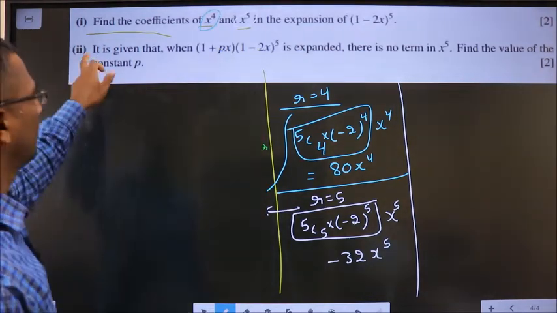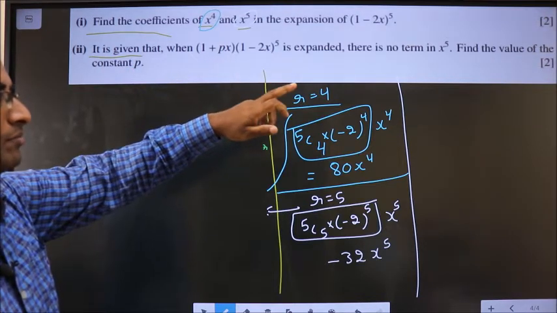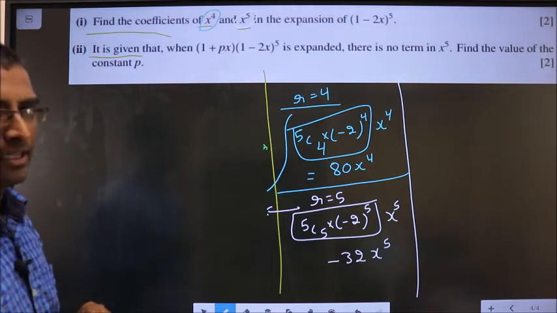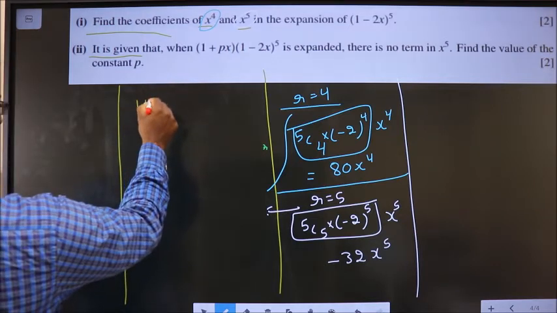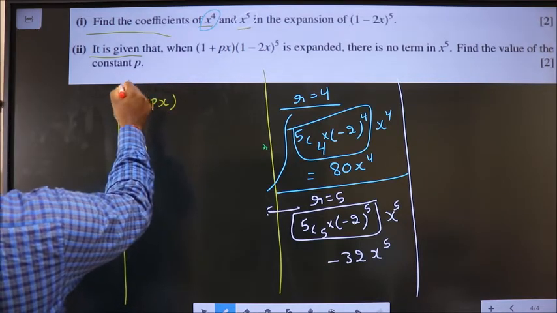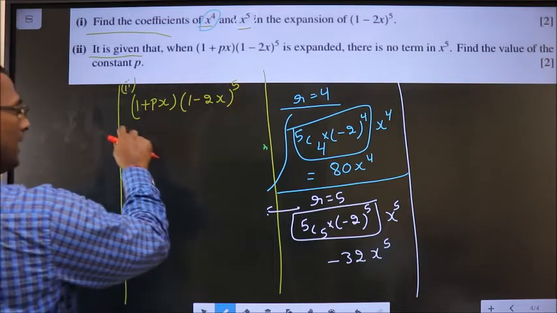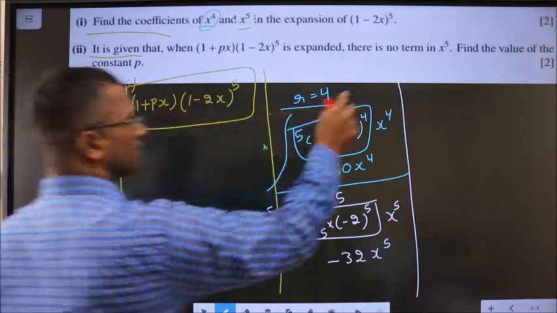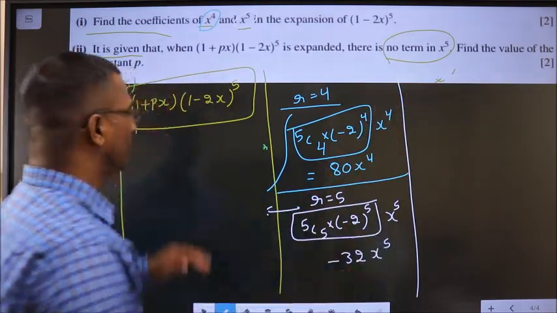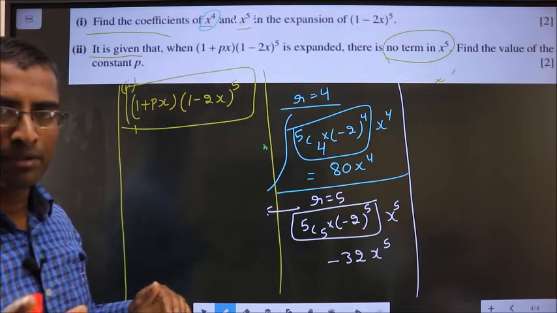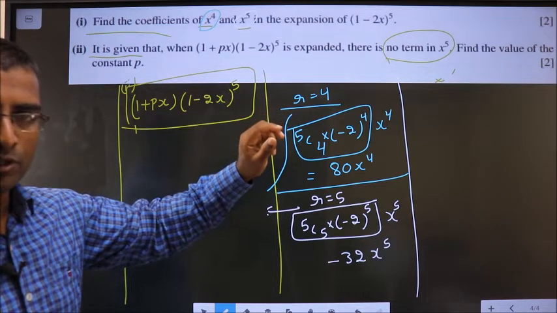Second bit. It is given that when (1 plus px) times (1 minus 2x) power 5 is expanded, there is no term in x power 5. Find the value of the constant p. In this expansion, there is no term in x power 5. What do you mean by that? When you expand this, x power 5 should not be present in that expansion. No term in x power 5 means x power 5 term should not exist.